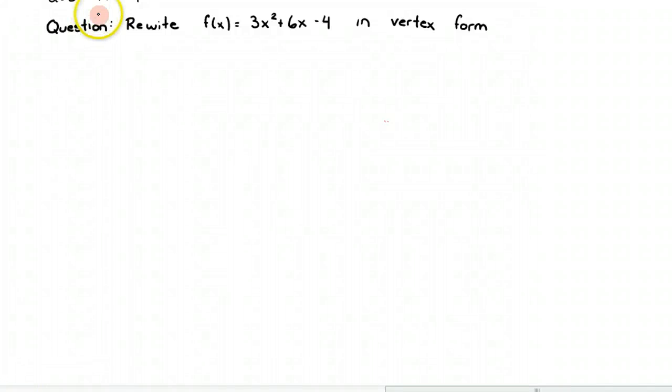Hello. In this video, we're going to rewrite f of x equals 3x squared plus 6x minus 4 in vertex form. In our previous video, we looked at how to rewrite a quadratic function which is in standard form, as shown here, in vertex form. However, we dealt with a very specific case before, and that specific case was where a is equal to 1. But notice in this case, a is not equal to 1. A is equal to 3.